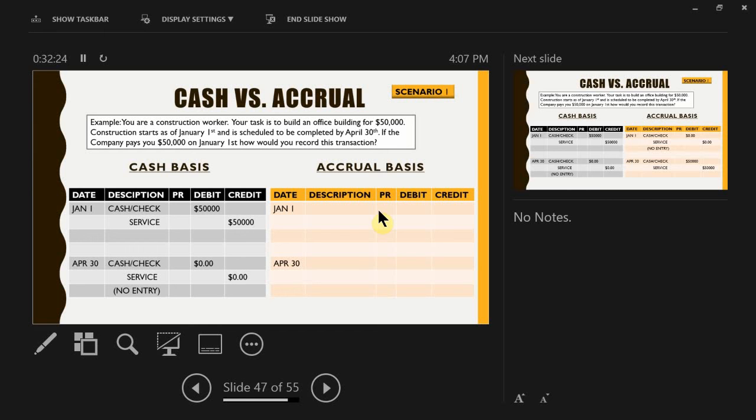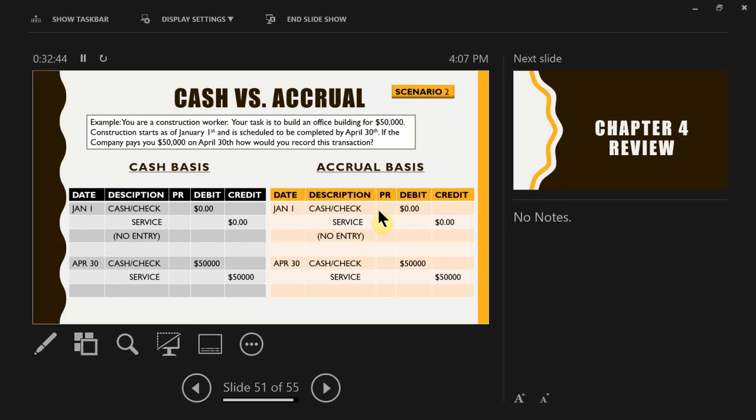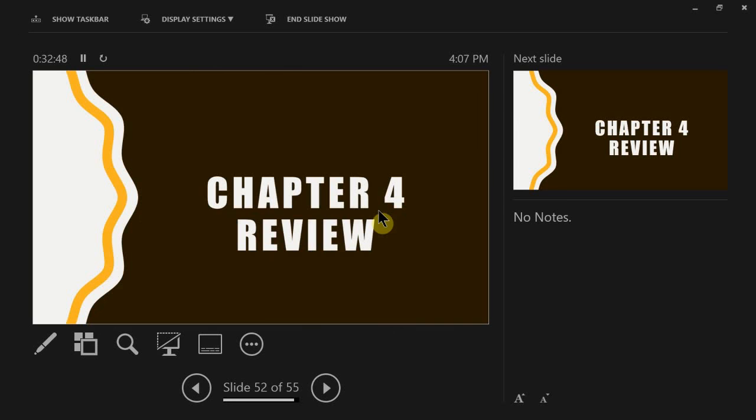Right? Whereas under the accrual basis, you would not record the revenue yet because the task has not been completed. However, in April, once the task has been completed, the building's done, that's when you recognize the revenue, once the service has been completed. Okay? So again, same thing with this one, except reverse roles, right? What if you got paid in April, then this would happen.